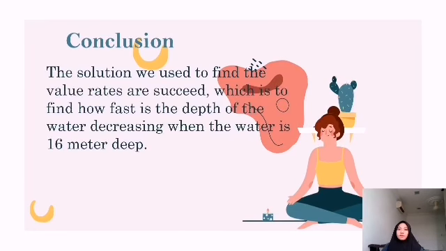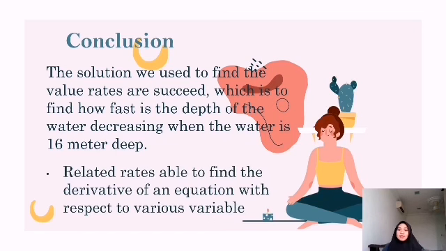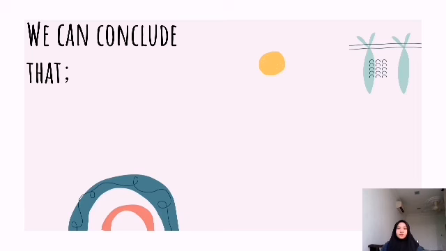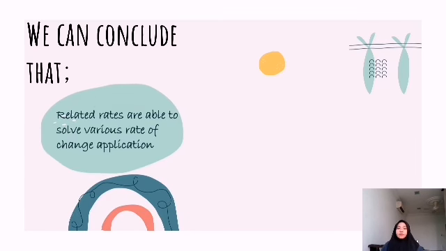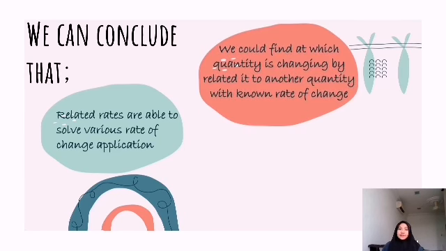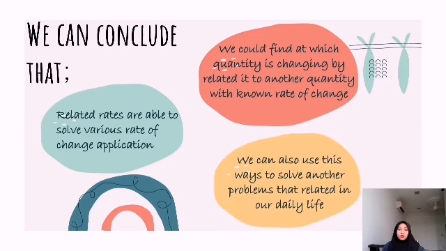The conclusion that we get from this problem statement is the solution we use to find the value succeeded, which is to find how fast is the depth of the water decreasing when the water is 16 meter deep. Related rates are able to find the derivative of an equation with respect to various variables. We can conclude that related rates are able to solve various rate of change applications. We could also find at which rate a quantity is changing by relating it to another quantity with known rate of change. Last but not least, we can also use this to solve other problems related to our daily life.